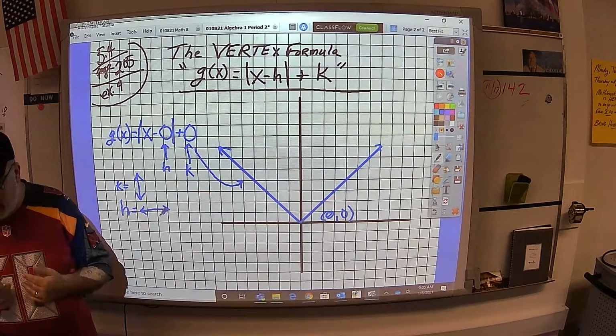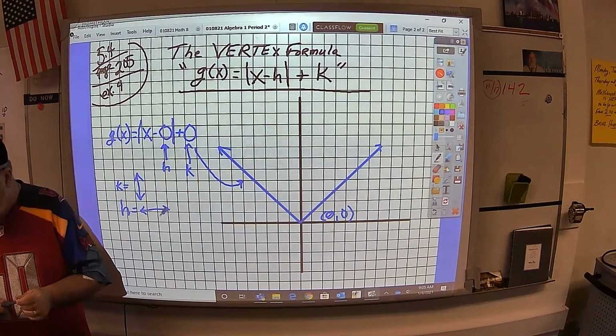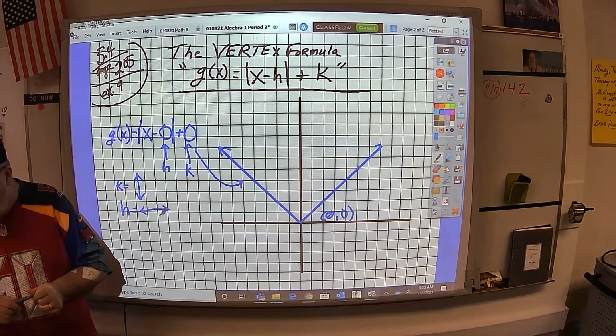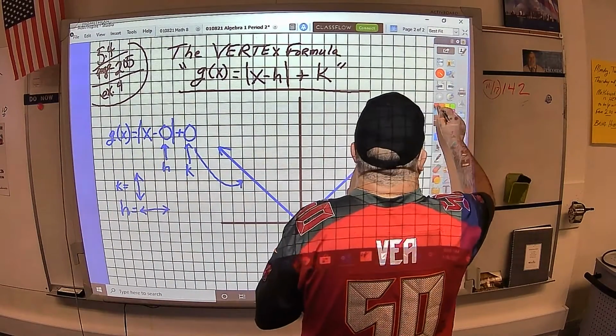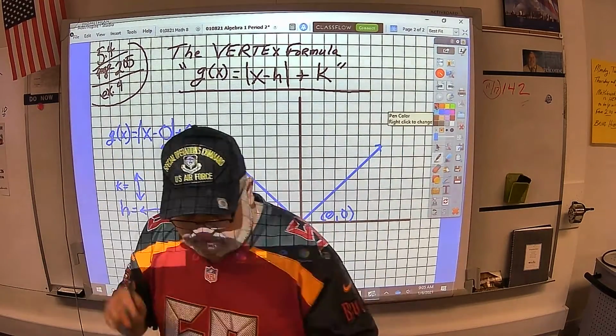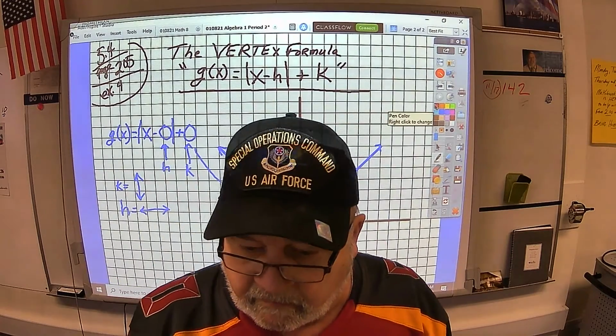Now, if I want to graph g sub x a little differently, and I'm going to pause this so I can write what I need to write on the board. So hang on.